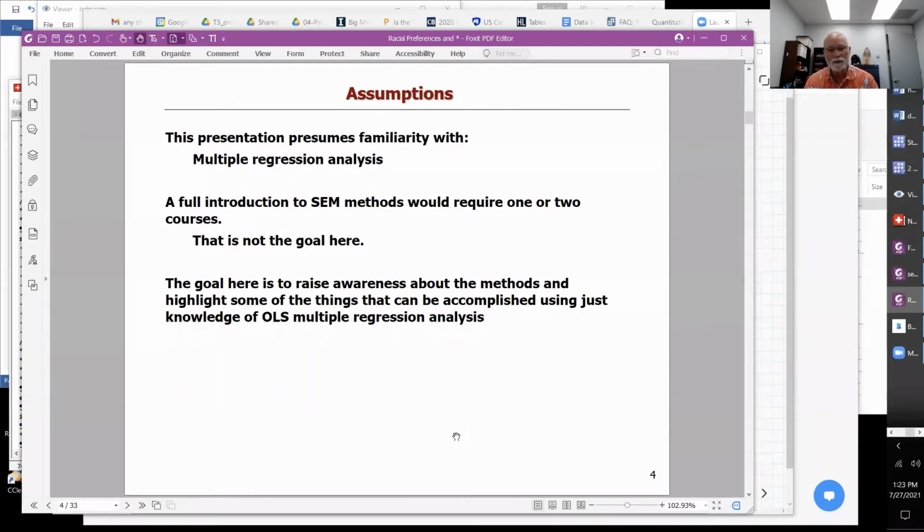So what am I assuming here for this discussion? I'm assuming very little, only some familiarity with multiple regression analysis. So we're not going to get deep in the weeds. We will look at a few things to give you a flavor of what's involved in structural equation modeling, but we're not going to look at them carefully. If you want to learn more about the details of structural equation modeling, you'll really have to dive deeper, probably take a course.